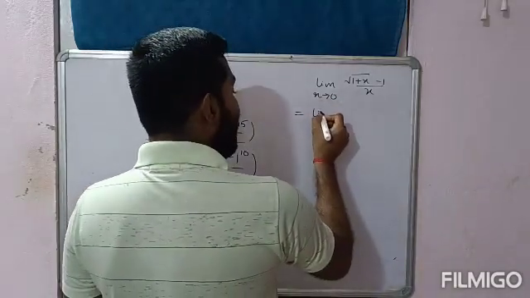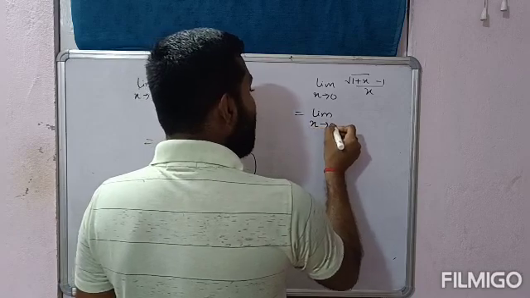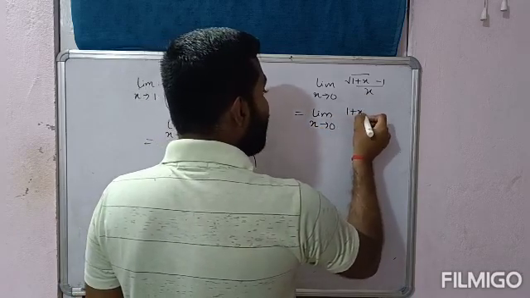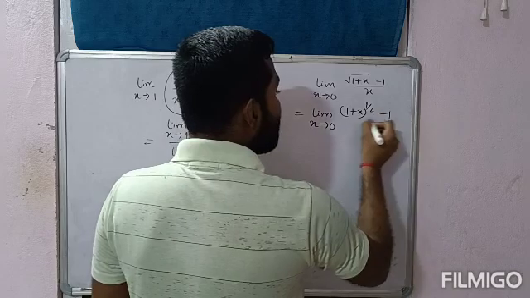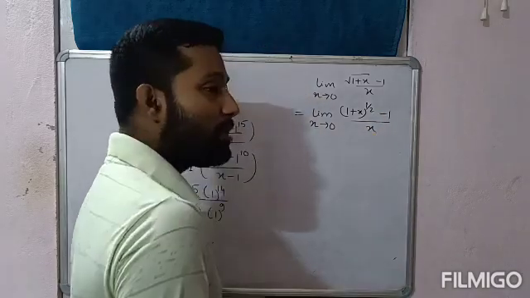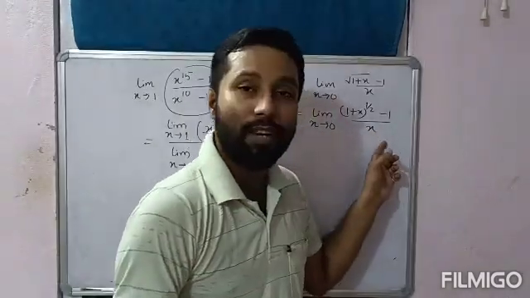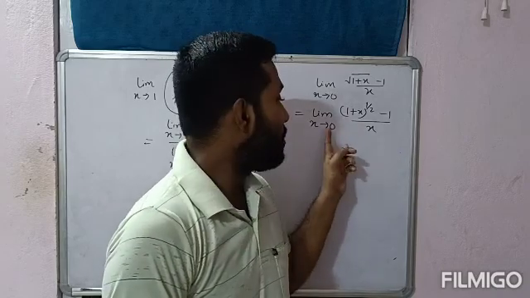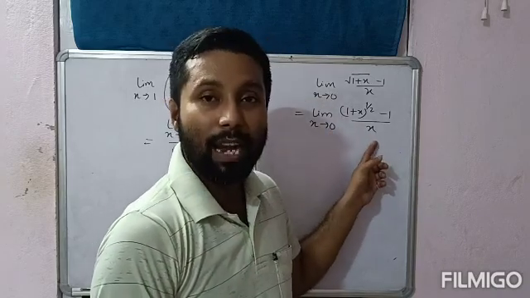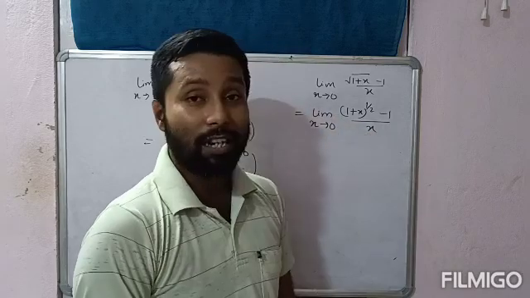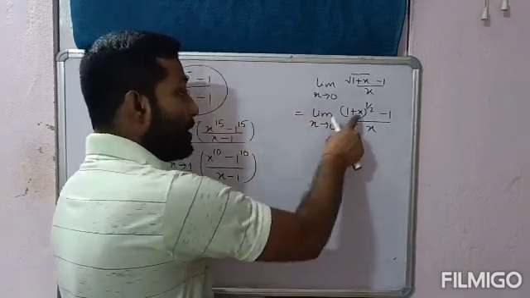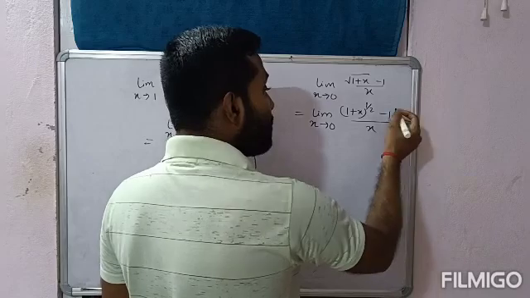Look here, limit x approaches 0, 1 plus x to the power half minus 1 divided by x. Can we put the value of the limit here in this function directly? No, because if you put the value of x here it will be undefined only. So look at the function now. 1 plus x to the power half minus 1 is there.